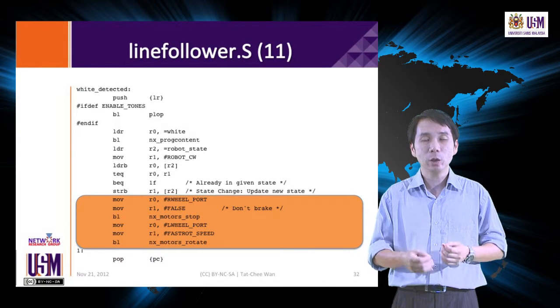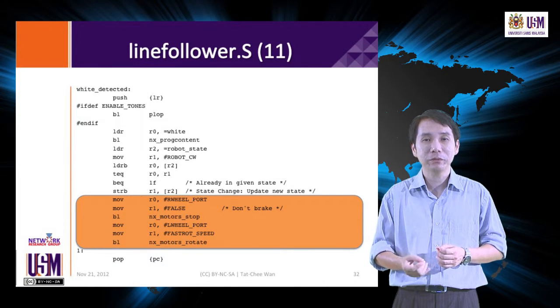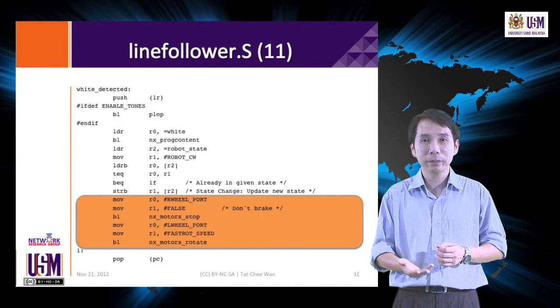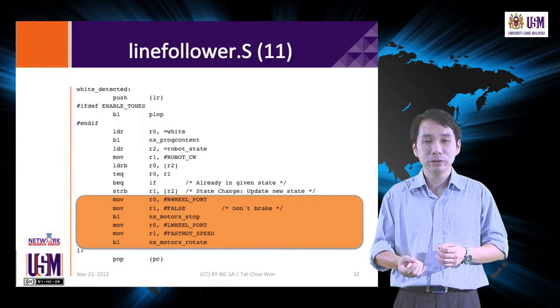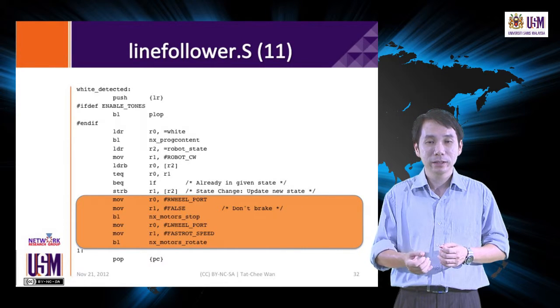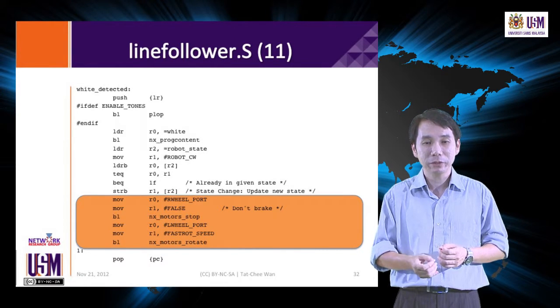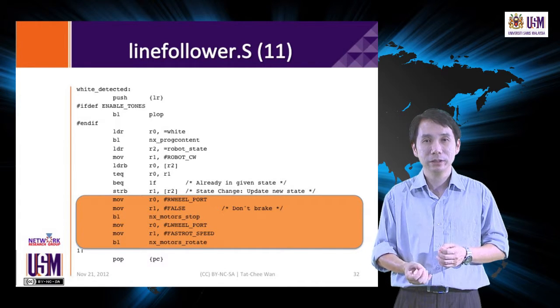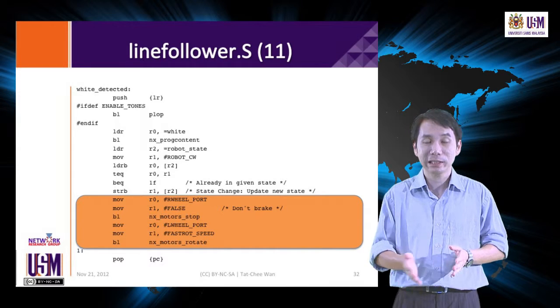The next routine, white detected, is used when we are no longer following a line but have turned off course somewhere. In this case, we will program the wheel to not move on the right wheel, but instead we will rotate fast on the left wheel. This will hopefully bring us back onto the line.